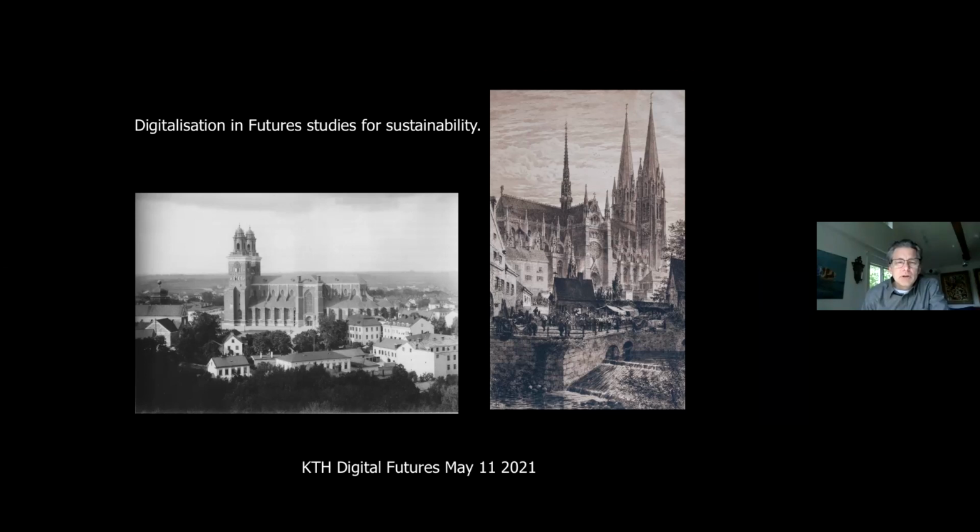So I will talk about digitalization in future studies for sustainability. And actually, I will spend most of the time on future studies, and then we will come into digitalization, because I think there is so much in digitalization that should be connected to future studies, and probably the other way around. And also, since we are called Digital Futures, that's also a reason to think about those futures even a bit more. But first it will be an introduction to what future studies is.